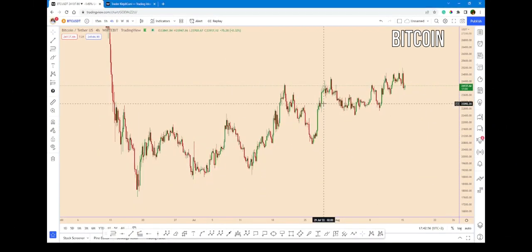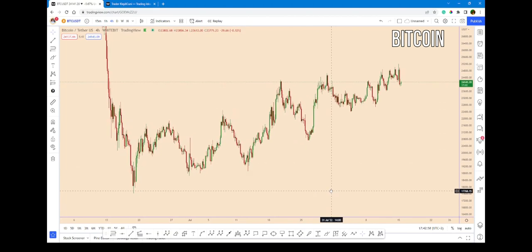Welcome back to this new puzzle. Today we are going to make an update of Bitcoin, what the price is actually doing and what we can expect. So I am labeling the chart from scratch.